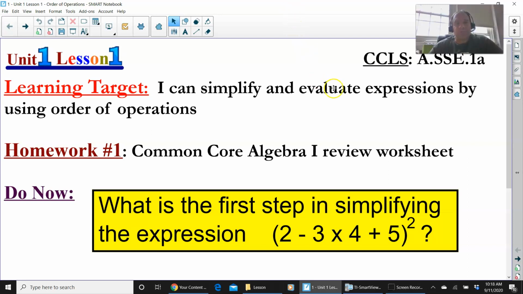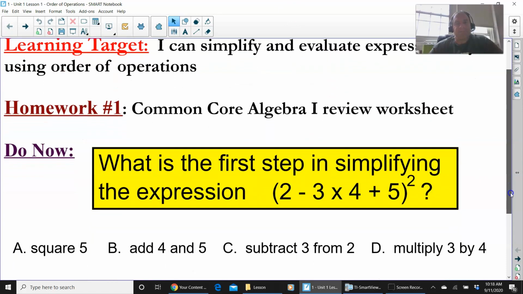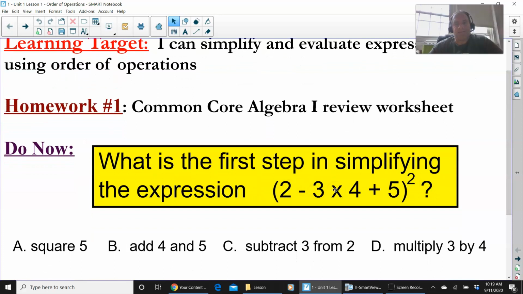So the do now is, what is the first step in simplifying the expression 2 minus 3 times 4 plus 5 in parentheses to the squared? So think about what your first step would be, and then pick your answer. Choose your answer. Go ahead, press pause now.